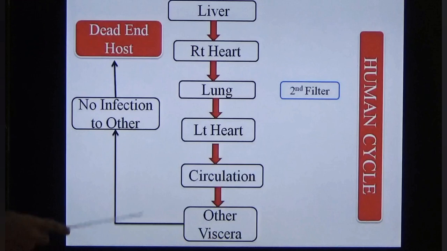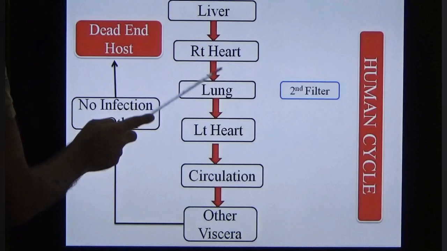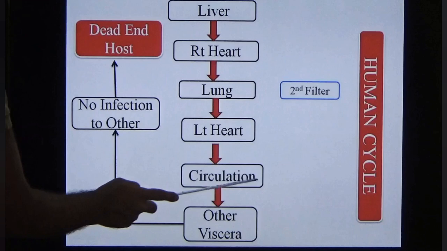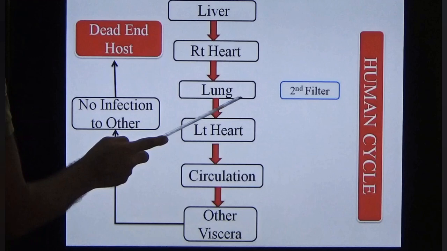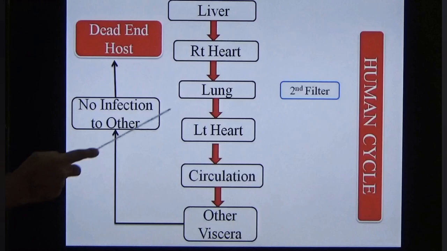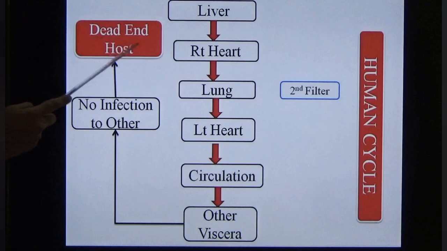After the liver, it reaches the right heart and then the lung. The lung is the second filter, which means after the liver, the second viscera affected is the lung, then the left heart, and then through the circulation it reaches the other viscera. So the first is the liver, the second is the lung, and the other viscera will also be affected. What will develop here? The larva will develop, which means a hydatid cyst will develop. Once it is affected, there is no infection to others. Transmission of infection from one human to another human is not possible. That is the reason we call it a dead end host.